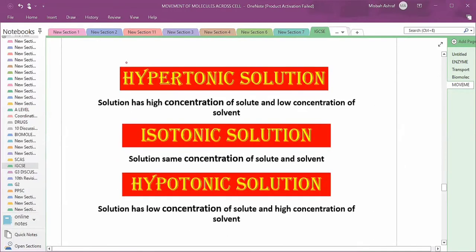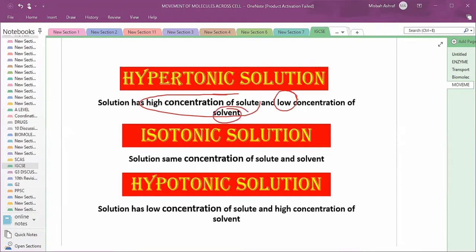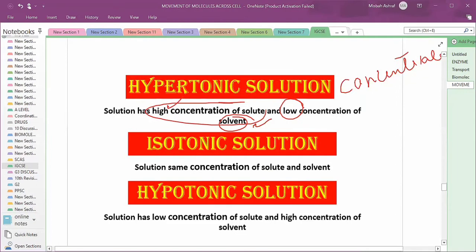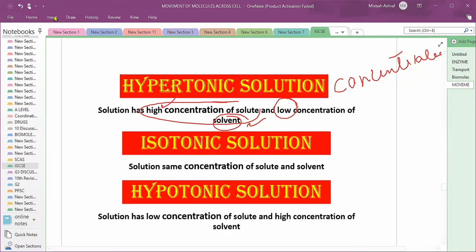Hypertonic has a high concentration of solute, right? Solute is in high concentration and solvent is in lower concentration. It has high solute and low solvent. It is also known as the concentrated solution. This is a concentrated solution because it has high solute.